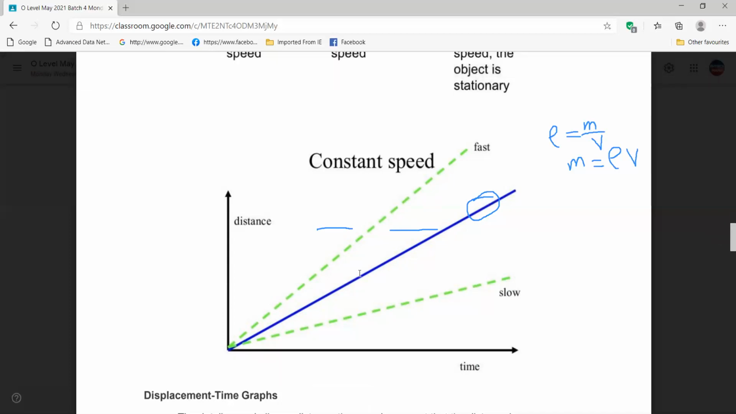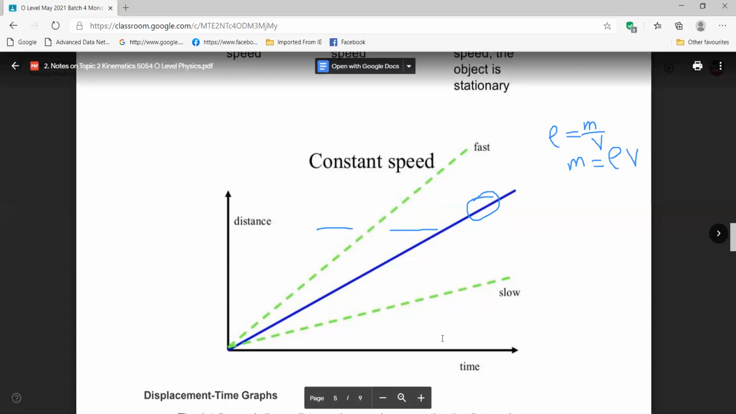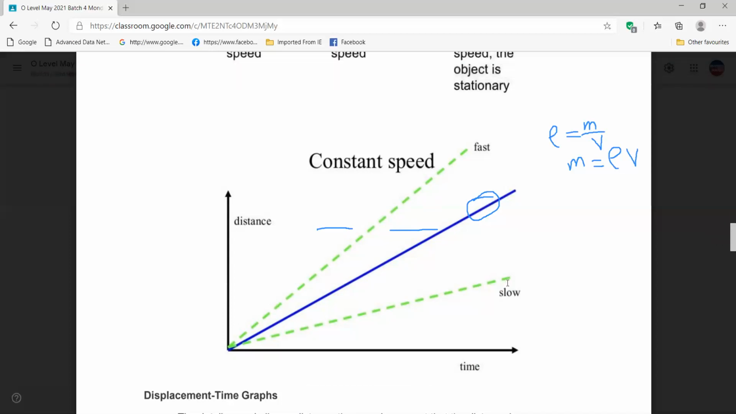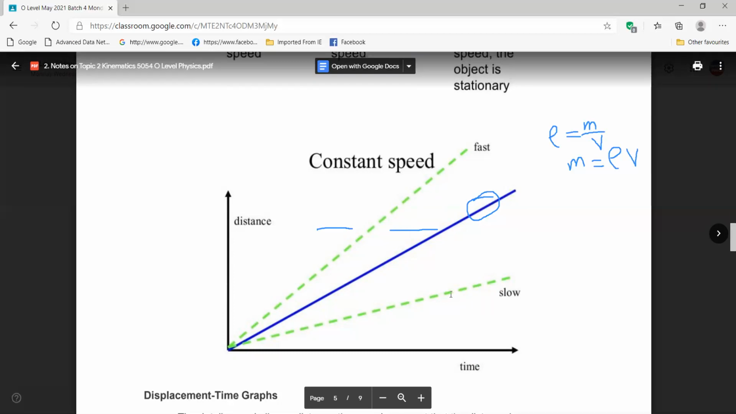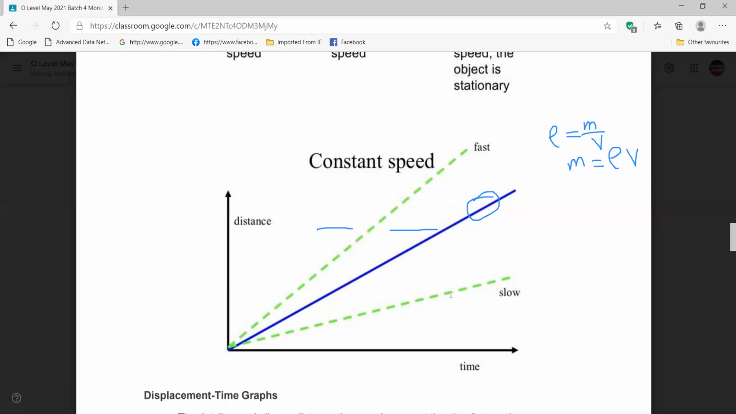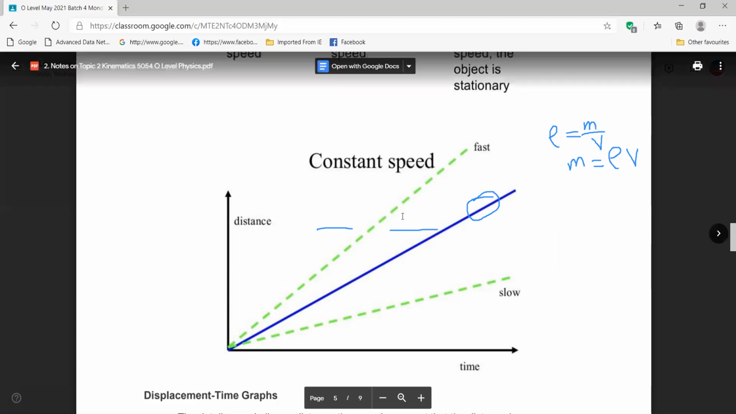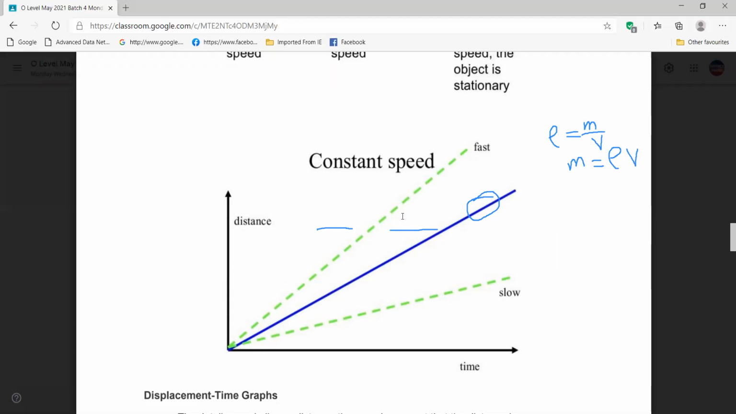So the steeper one is a faster constant speed, and the less steep one is a slower constant speed. Every second they will differ by a certain amount of distance. So from the shape of the graphs, we can understand which object is going faster and which one is going slower.